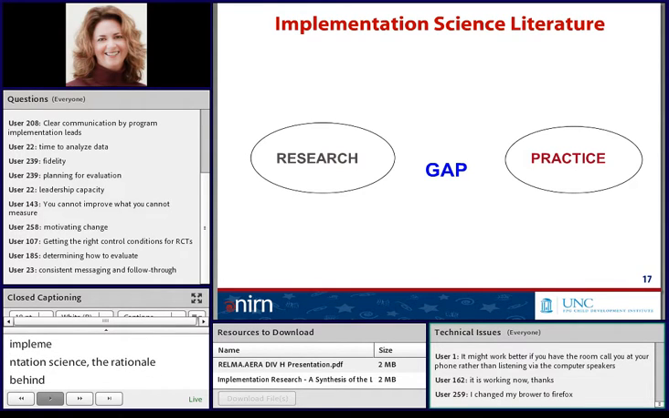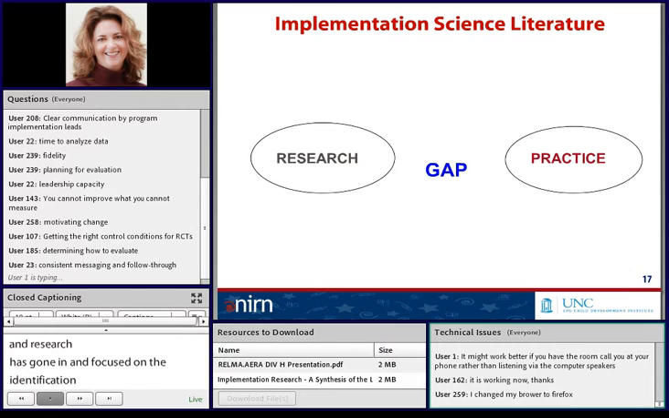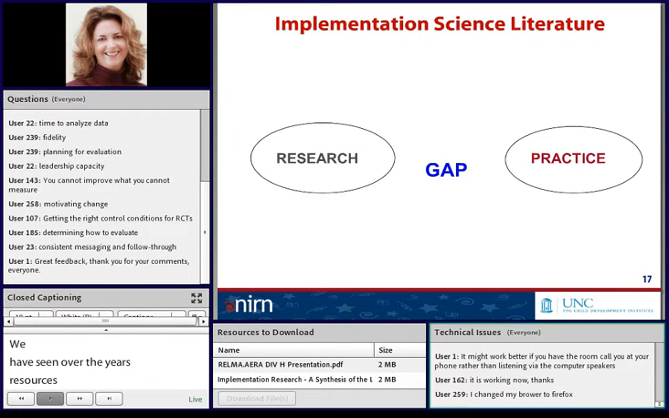So we know that over the past several decades, considerable policy, funding, and research has gone into and focused on the identification of evidence-based practices. We have seen over the years resources pop up, such as What Works Clearinghouse and others, of lists of evidence-based, research-based, evidence-informed practices. However, those practices only work, have the intended outcomes, and are effective when they're fully implemented.